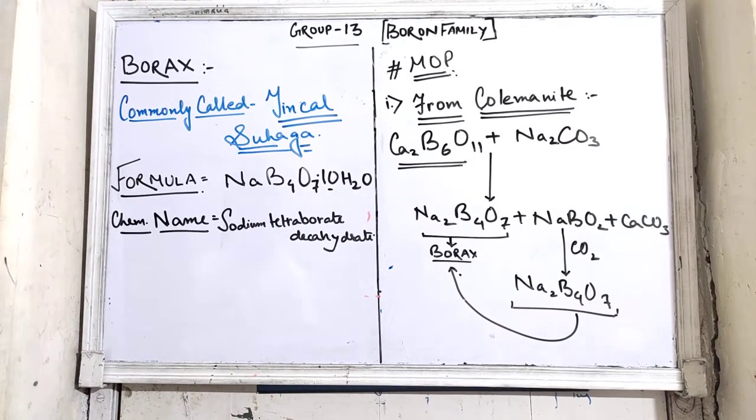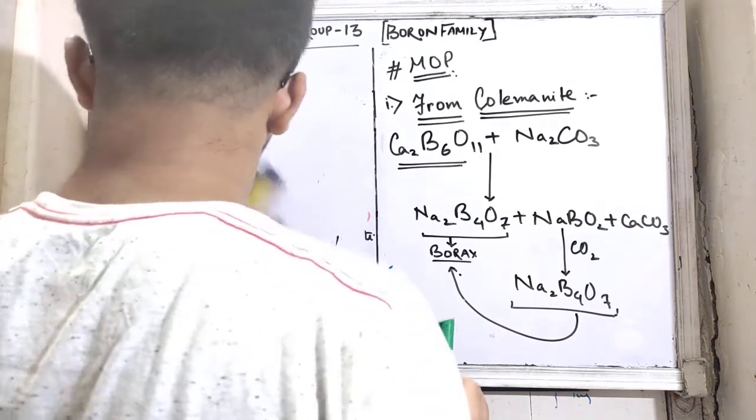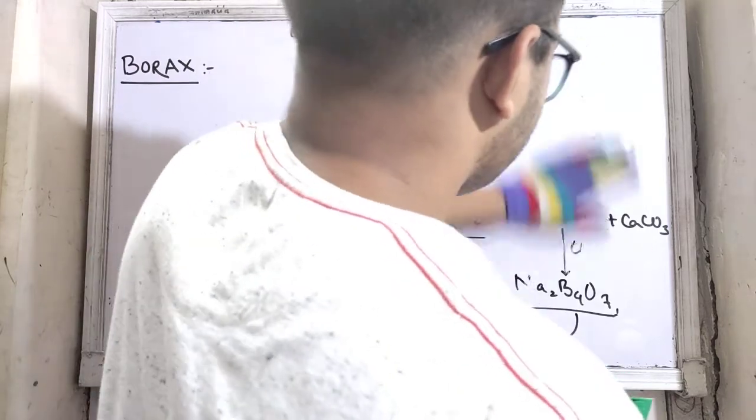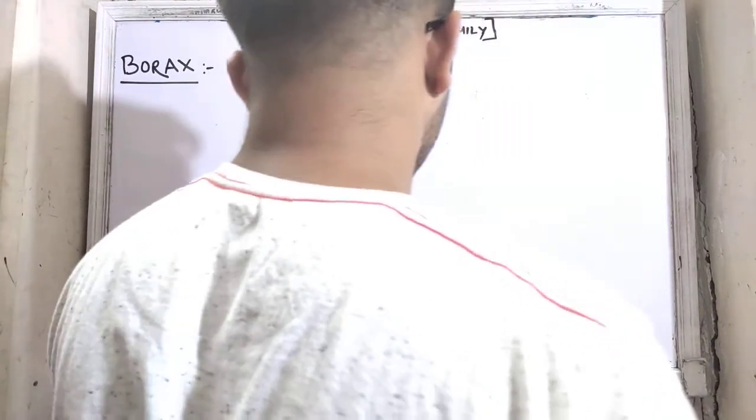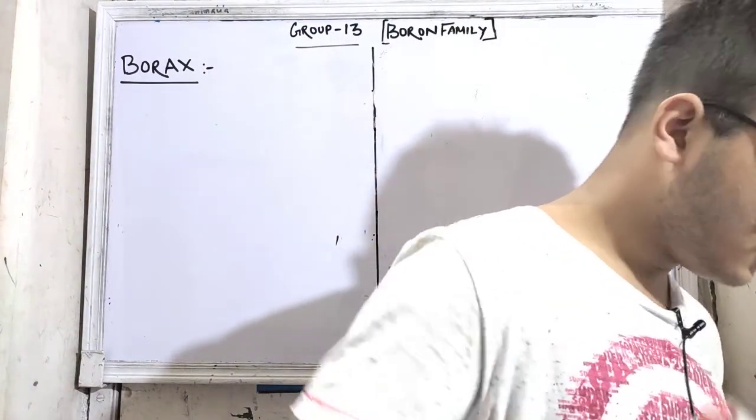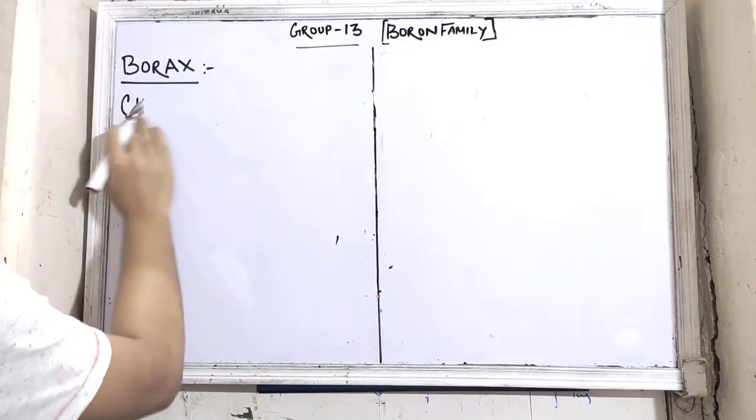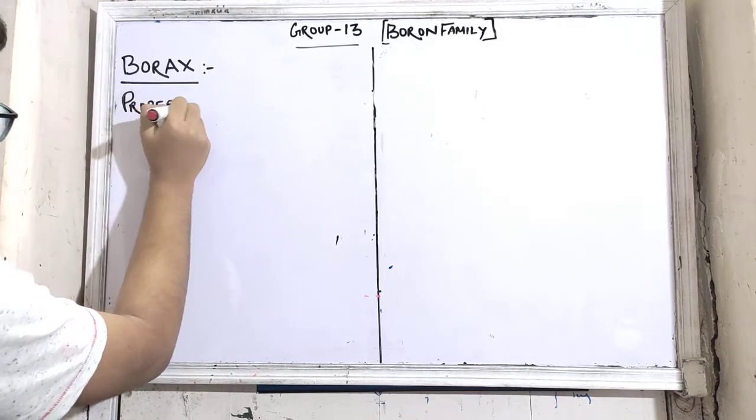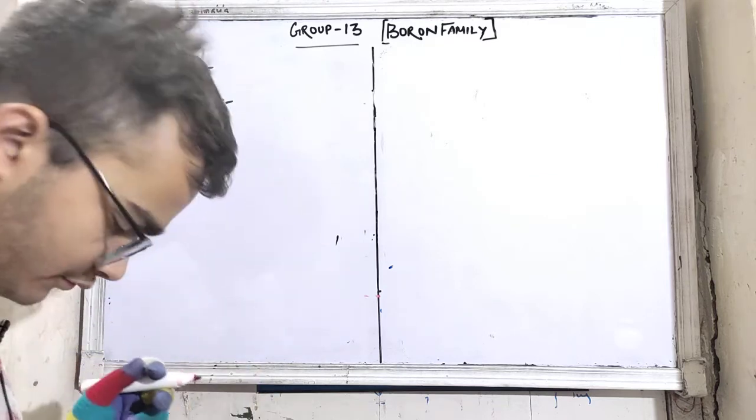Let's clear it out. Give the heading chemical properties. Now in this we will study very few things: whether borax is acidic or basic, the composition of borax, hydrolysis of borax, and application of heat on borax. Let's change the color of the pen. Give the heading properties. So we will discuss the properties of borax.